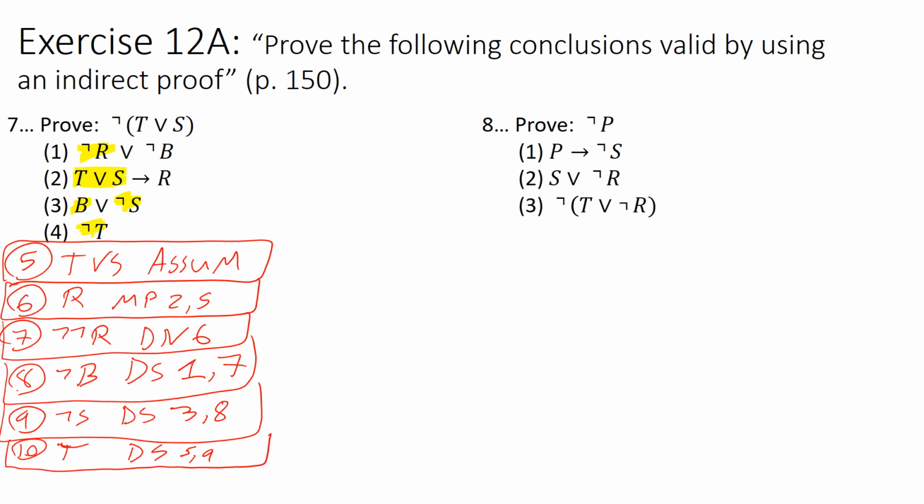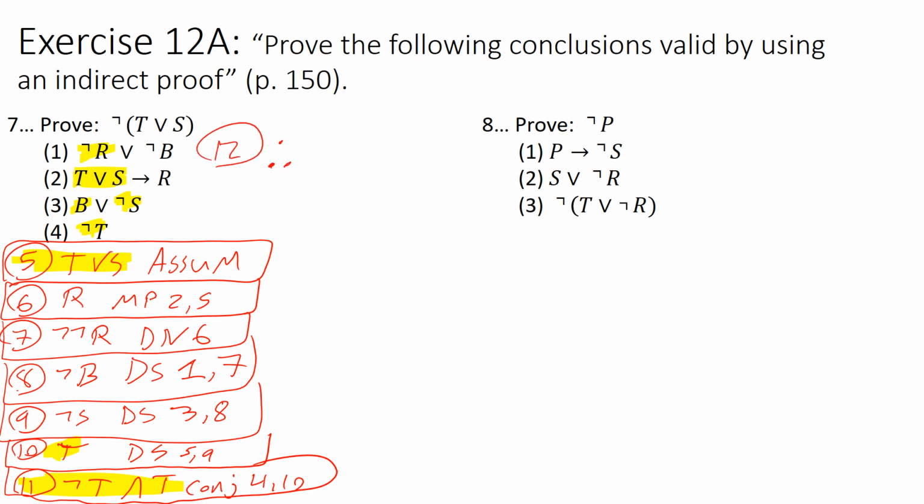Sentence 4 is not T, and we have this T here, so for 11, we can say not T and T by a conjunction of 4 and 10. So we started with this assumption, and this leads to this contradiction. So for 12, therefore, not parentheses T or S by this indirect proof with sentences 5 through 11.